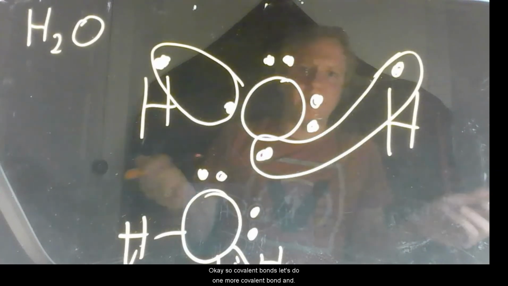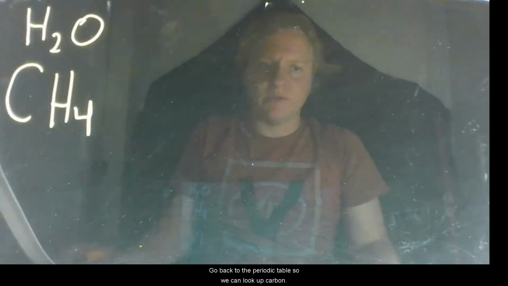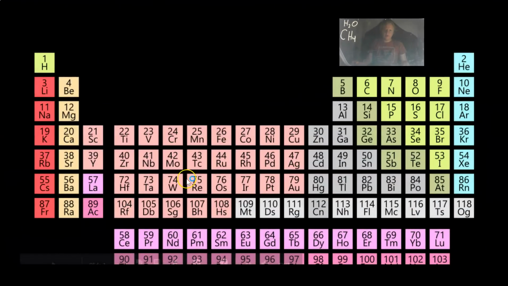Okay, so covalent bonds, let's do one more covalent bond, and let's see, what's a good covalent bond? We'll keep using hydrogen because hydrogen's pretty easy. And again, hydrogen is a non-metal. So we'll do CH4. Let's go back to the periodic table so we can look up carbon. So carbon's right here. Carbon has 1, 2, 3, 4 valence electrons, so we'll just put that here.